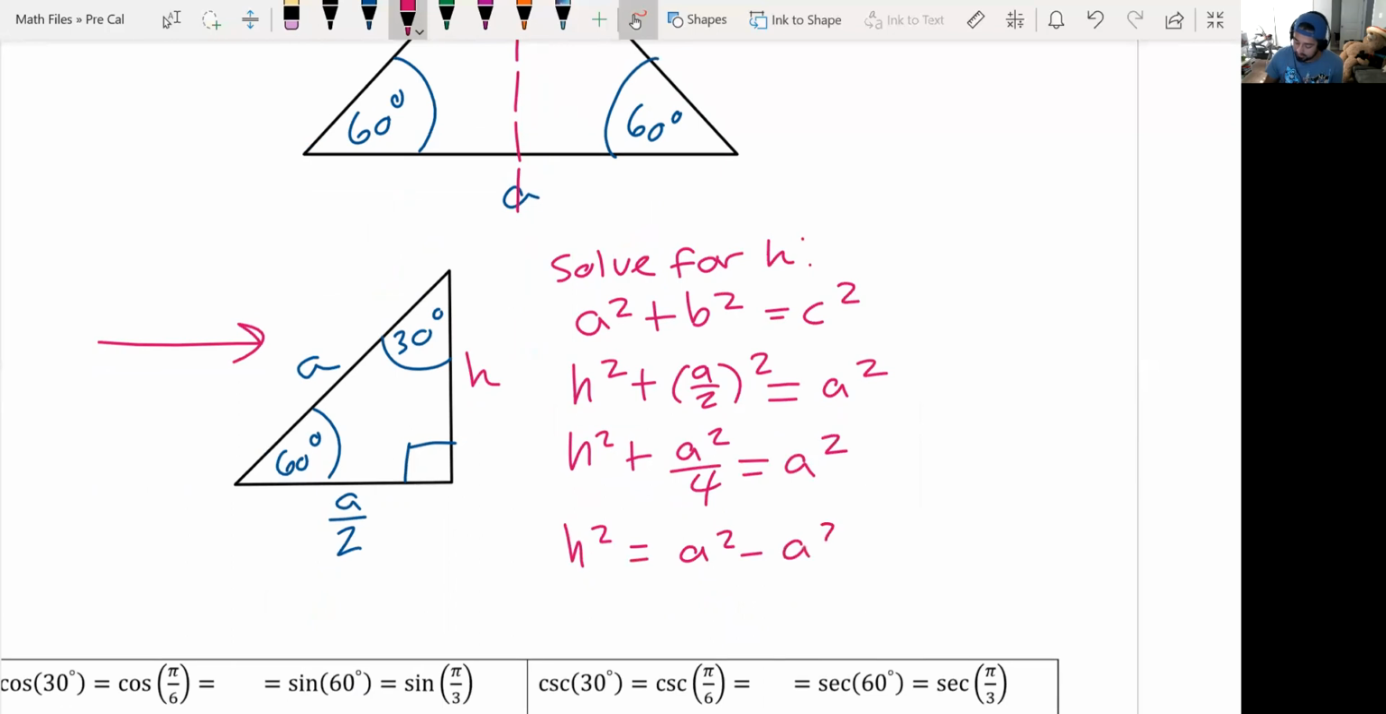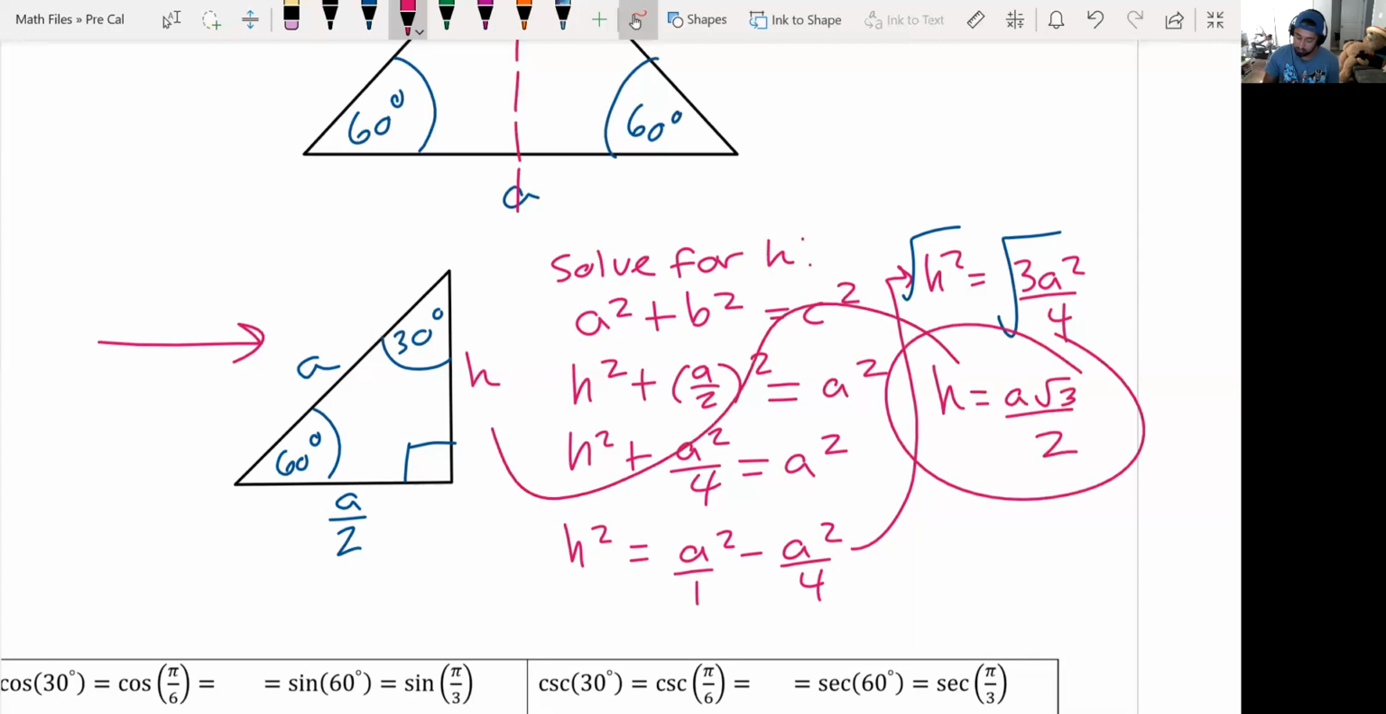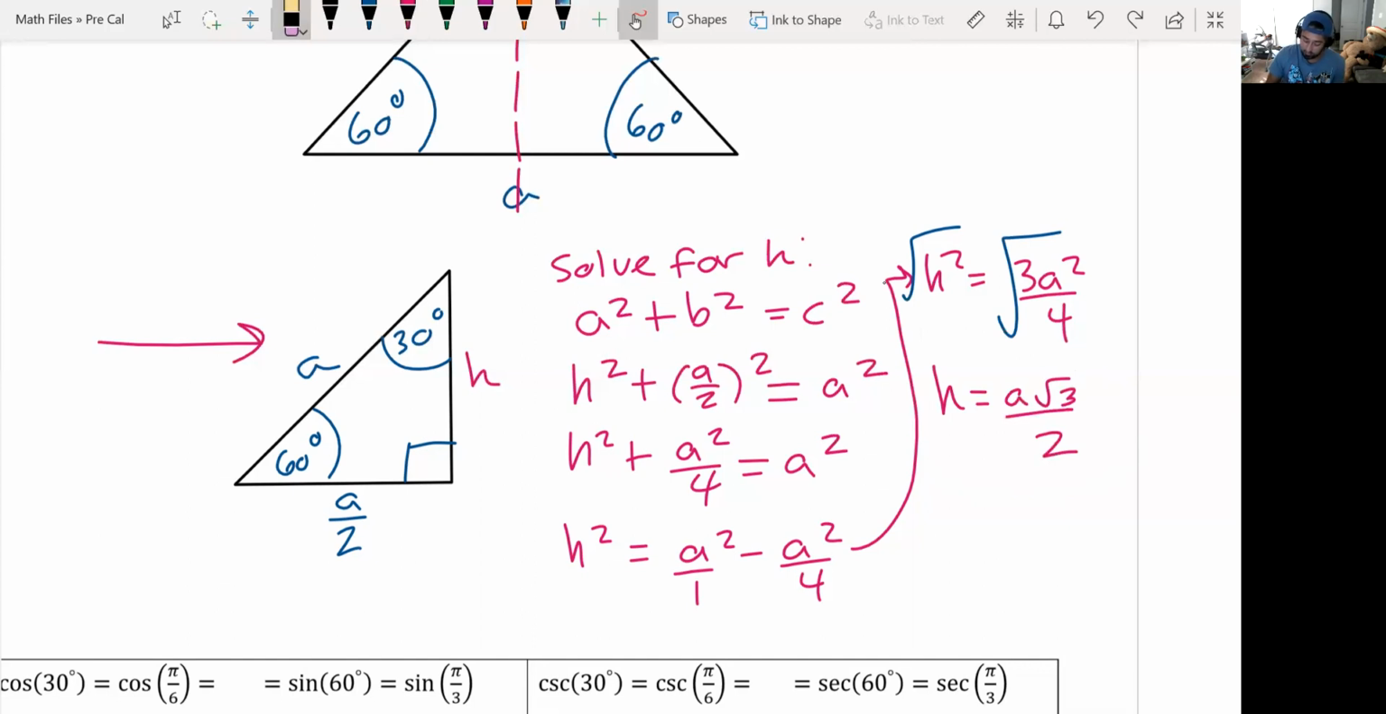A squared minus A squared over 4. And then combine them. And we'll move up here. And you'll get h squared equals, if you put this over 1 and get a common denominator of 4, you'll get 3a squared over 4, where if you take the square root, you'll get h equals a square root 3 over 2. Which means this is now going in for h. Because if we do that, this means we are now all in terms of a.